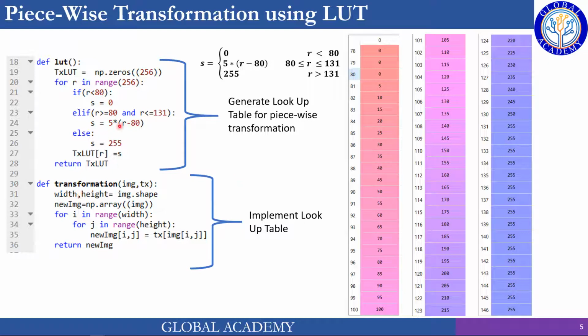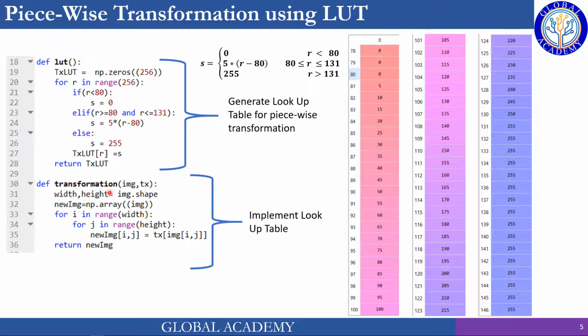Next is the implementation of this transformation. How do we implement this lookup table or transformation on some image? After the definition, transformation is the function name, and then we are getting two input arguments, like image and then tx or lookup table.